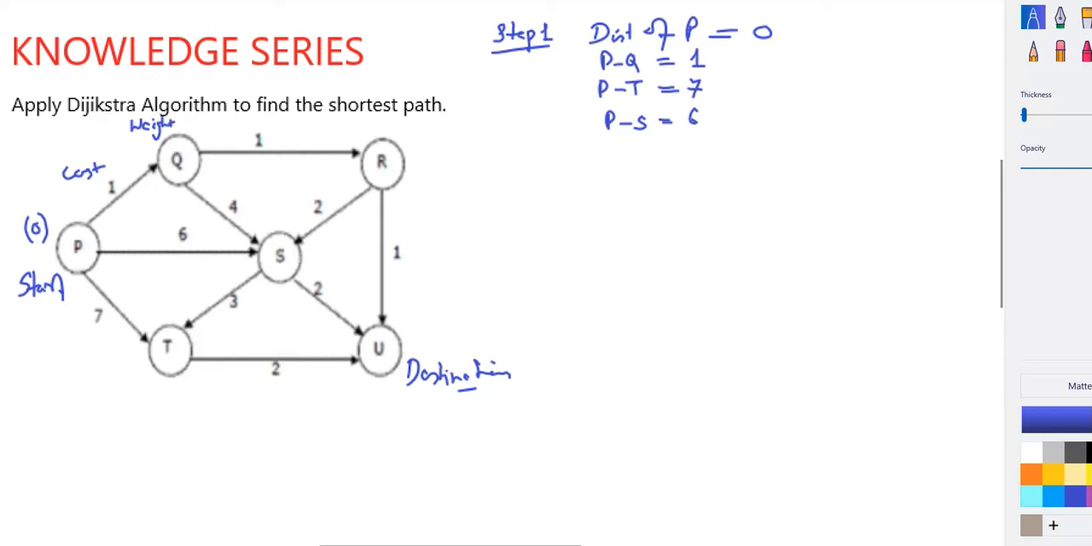There are other links which we consider as indirect paths, that is P to R, let me put it as P to R. P to R has no direct path, so its weight is infinity. And P to U, which is also an indirect path, its weight is equal to infinity. That is step 1.